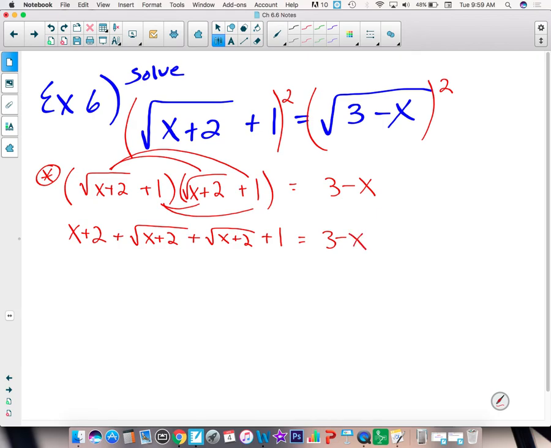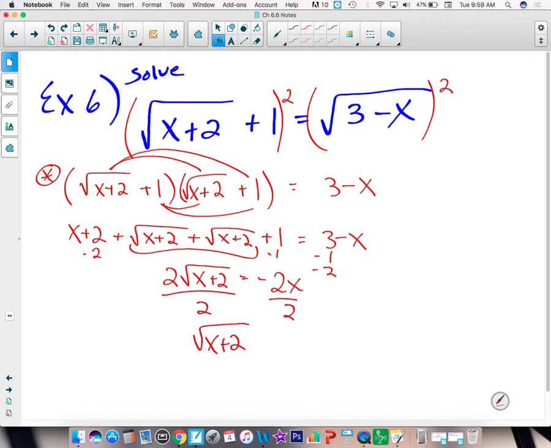Now you're going to have to isolate that radical again. That gives us 2 square root of x plus 2, and I'm going to move the other stuff over to the left. Minus 2, minus 2, so that's 3. That just gives us a 0, and a negative 2x over there. So here, get that radical by itself. Divide by 2, divide by 2. Square root of x plus 2 equals negative x. Then from there, you've got to square both sides, and you should be able to finish it from there.